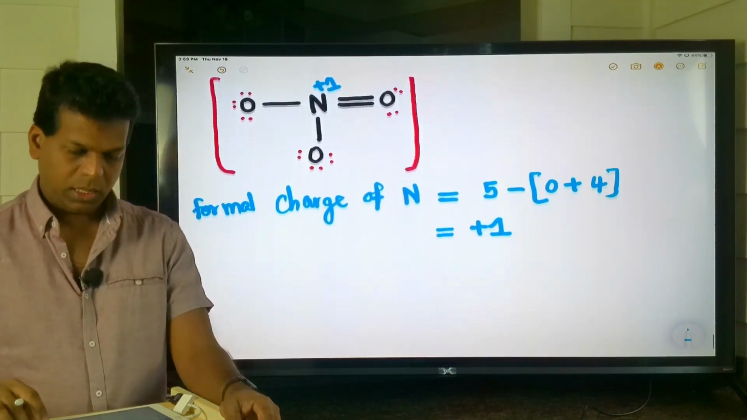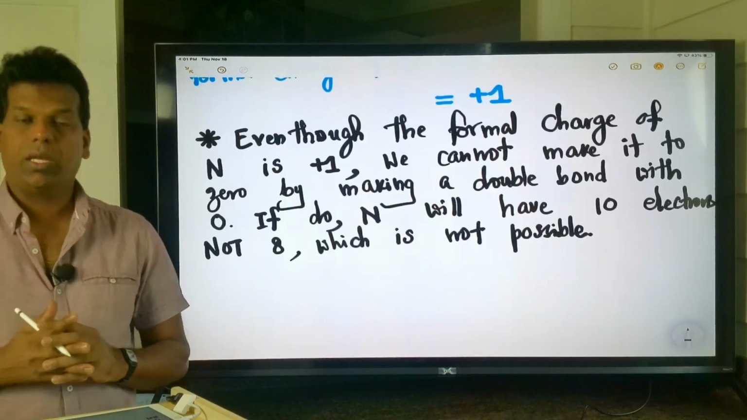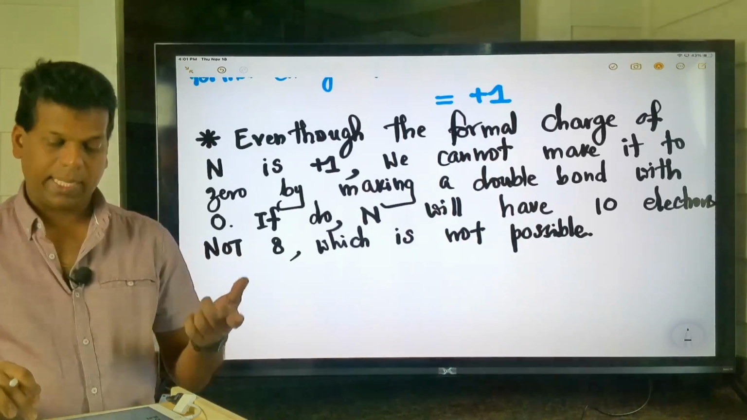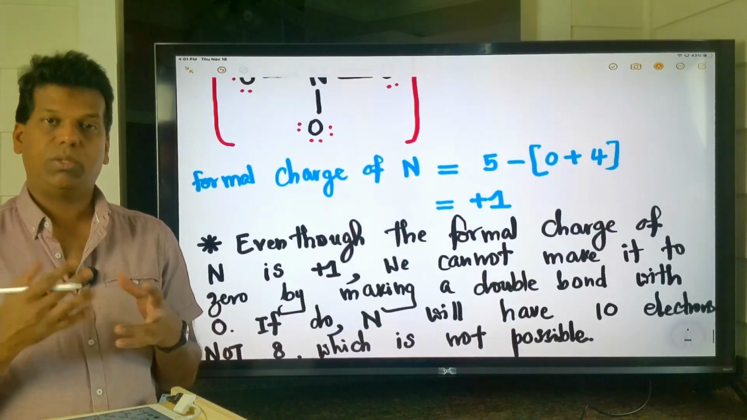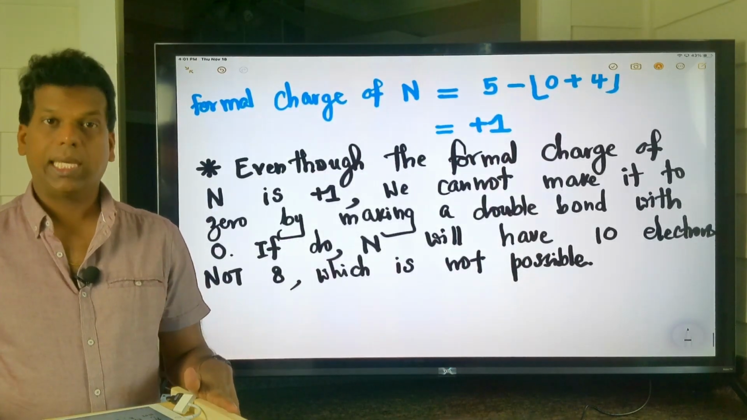Okay, let me write it down. I assume when you read it you will understand. Okay, you understand what I am saying here. So if you make that second double bond, nitrogen will have 10 electrons around it, which is not allowed.